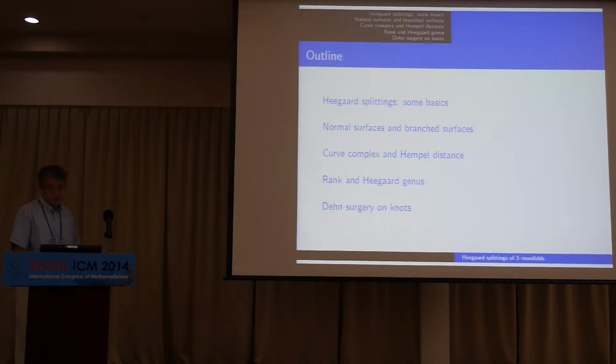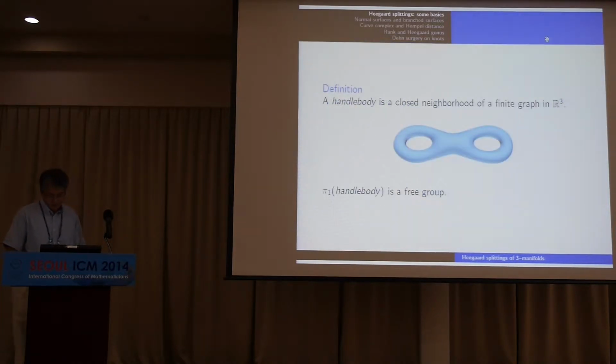I'll give you the definition of strongly reducible Heegaard splitting and some basic properties, and then I'll talk about some relation with normal surface theory and some work I have done in that direction. And then I'll talk about some recent work on how people can use the curve complex to study Heegaard splittings, and that leads to the solution of the so-called Rubinstein-Scharlemann conjecture for hyperbolic manifolds. And at the end, I'm going to say a few words about the connection to surgery on knots.